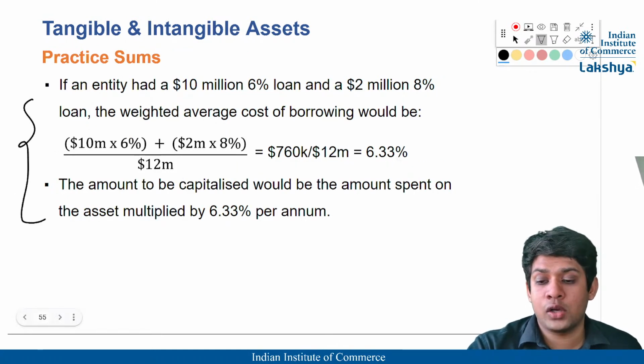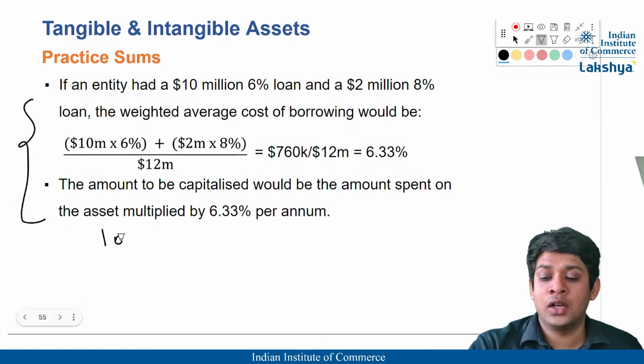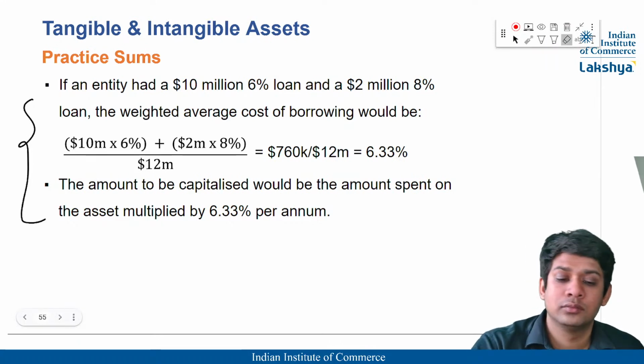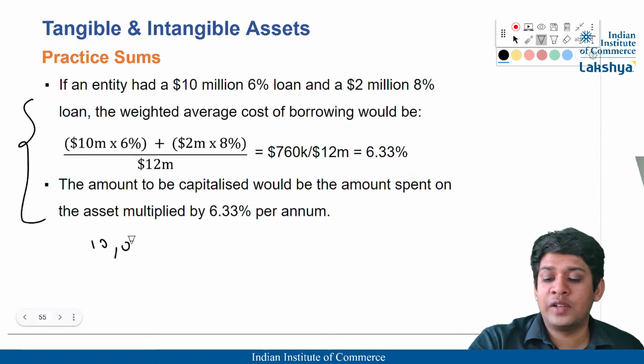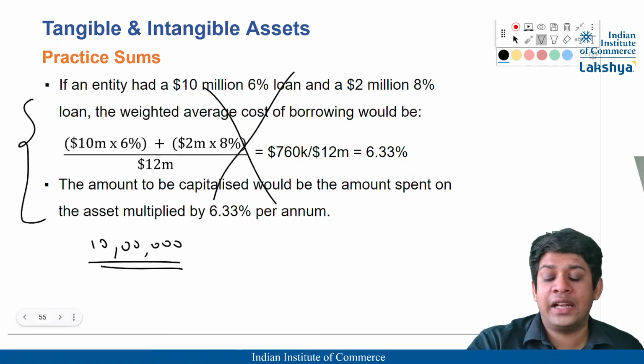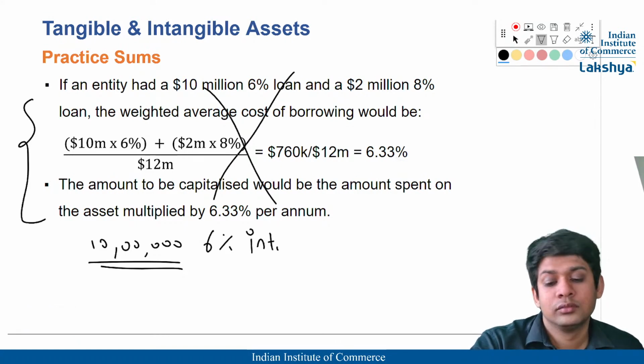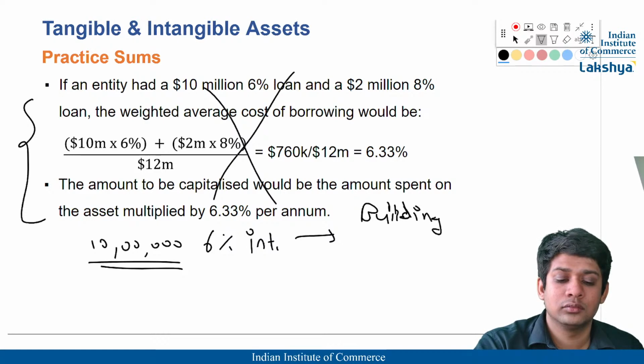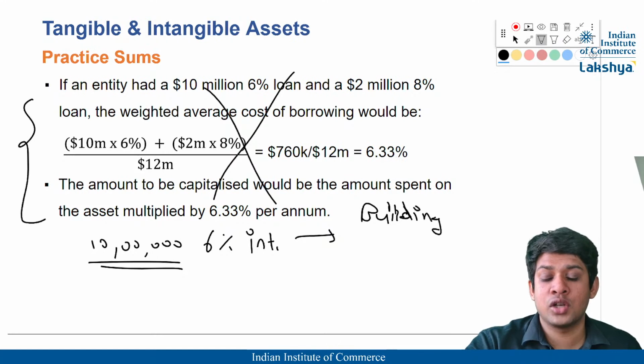Let us do an example of borrowing cost. Say I've taken a loan of 10 lakh, and on that I'm paying 6% interest. Right? I've taken this loan for the construction of a building. So what is the interest that I'm paying on this loan?